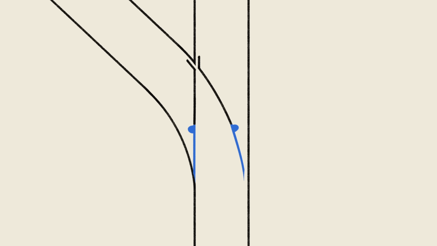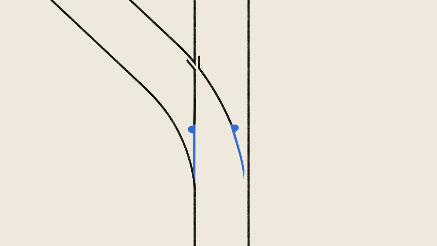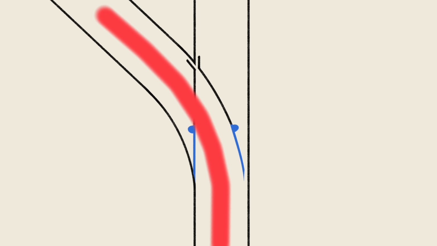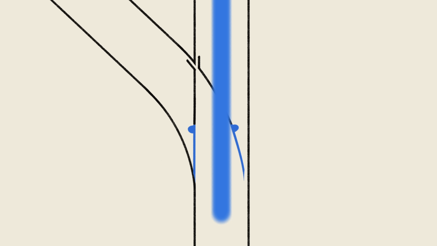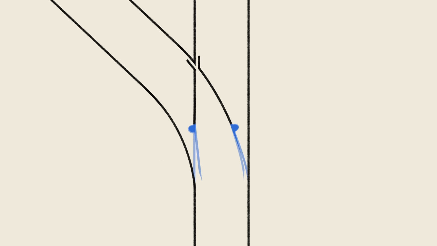This is a switch, as you might be aware. This is a right-hand switch, this is a left-hand switch. This is the diverging route, and this is the main route. These are the point blades, or switch rails, the glorious component without which we truly could not switch. These swing back and forth to literally change the path of the tracks.